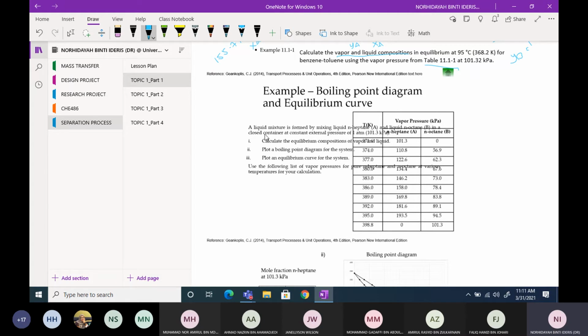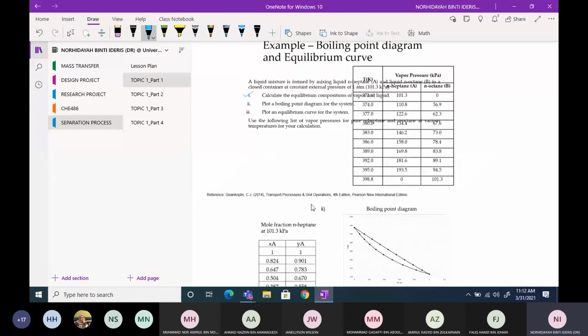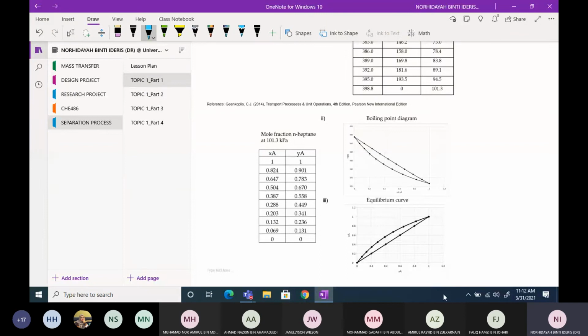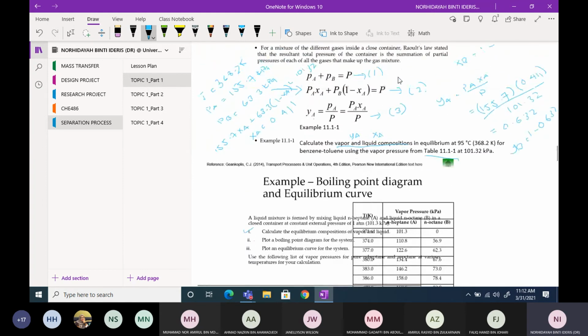Right now the question is: a liquid mixture is formed by mixing liquid heptane and liquid octane in a closed container at a constant external pressure of 1 atm. I want you to calculate the equilibrium composition of vapor and liquid. Try to do the first question here, question 1 Roman, using equation 1, 2, 3 above. See if you get the answer as in the table.